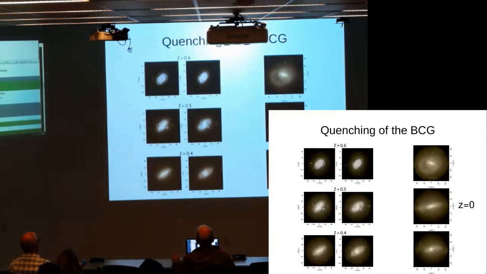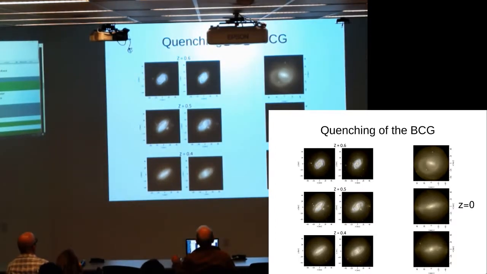Like I say, the BCG just does get quenched, but here it is in 3 projections. I wouldn't call that an elliptical, but this is what it is before. You can see that it was star forming up until about a z of 0.4. It does become completely quenched, but not a pretty elliptical.